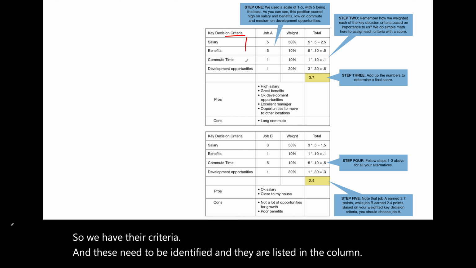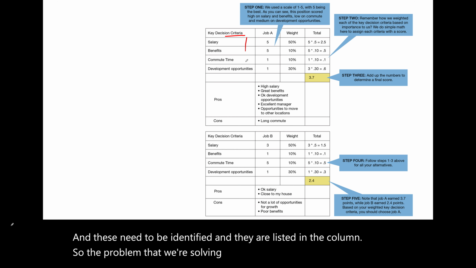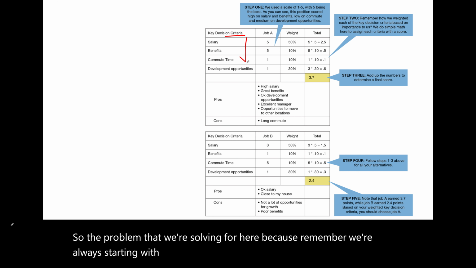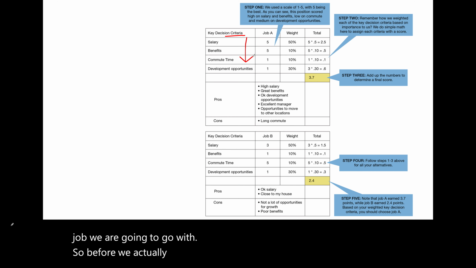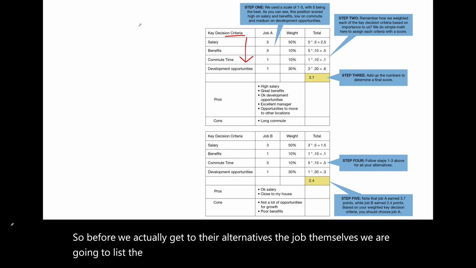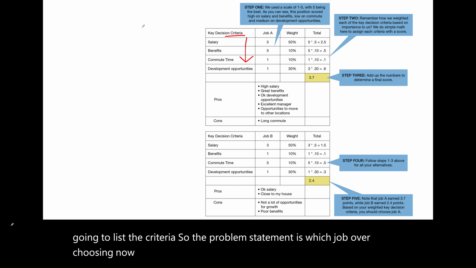So the problem that we're solving for here, because remember we're always starting with the problem statement, is that we're looking at which job we are going to go with. So before we actually get to the alternatives, the jobs themselves, we are going to list the criteria. So the problem statement is, which job are we choosing? Now we're going to come up with the criteria.